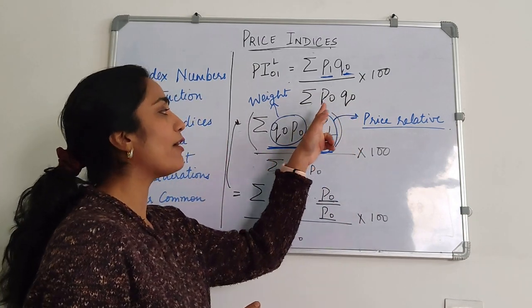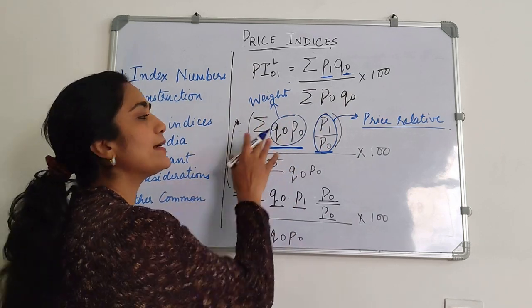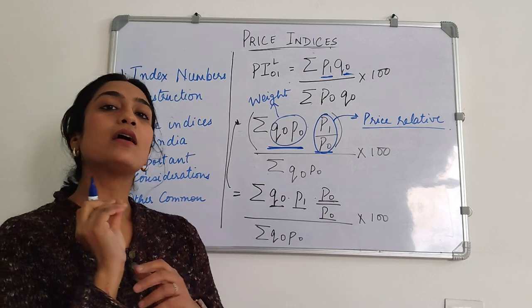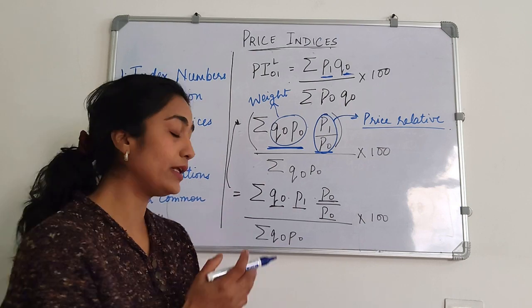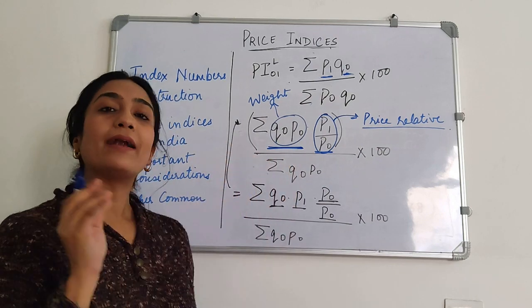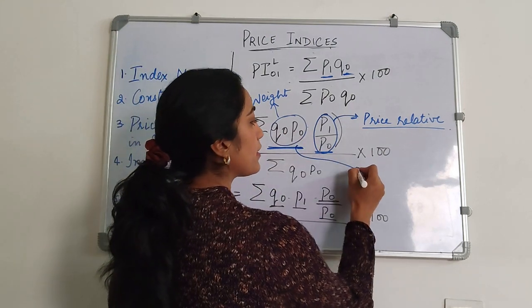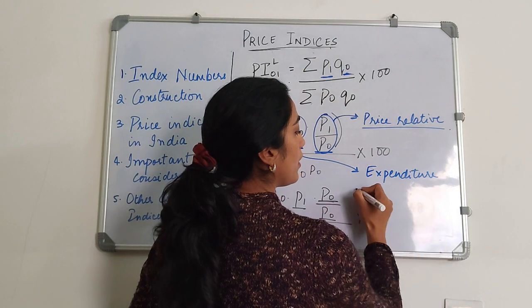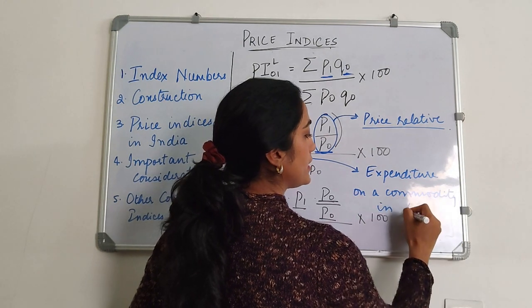So for commodity 1, you have the price ratio in year T1 and T0, and this is the weight. Now what is this weight saying? This weight is Q0 times P0, which is the total amount of money that was spent on commodity 1, or any commodity. This is the amount of money that was spent on commodity 1 in year 0. So this is the expenditure on an item in T0.